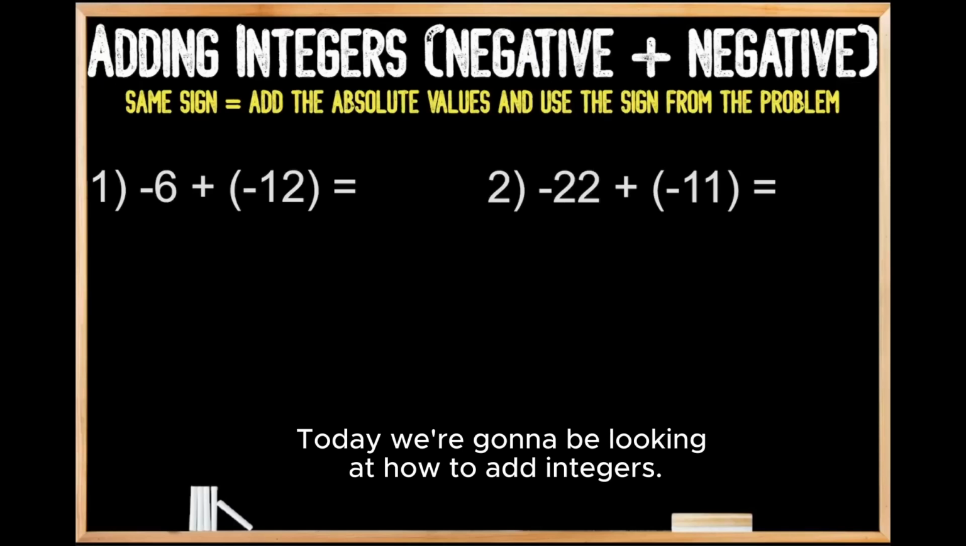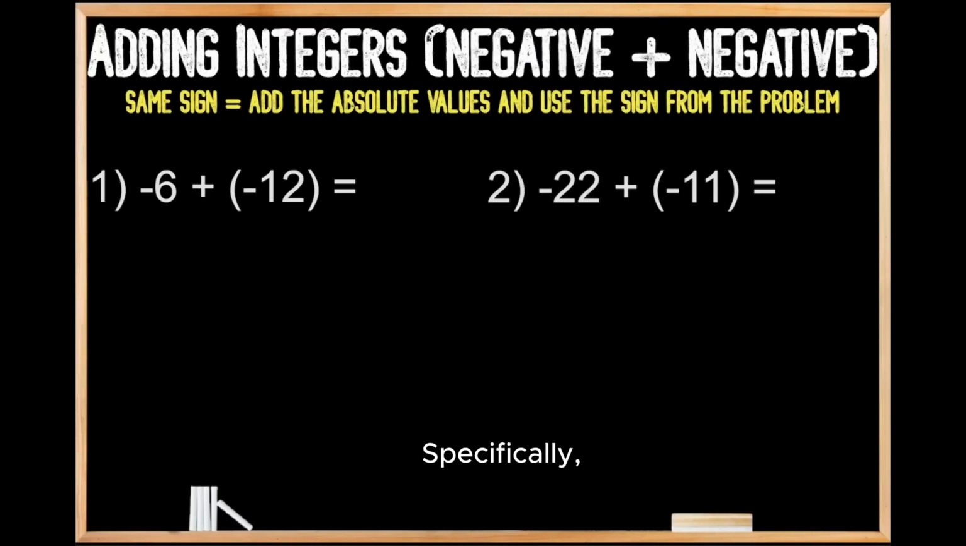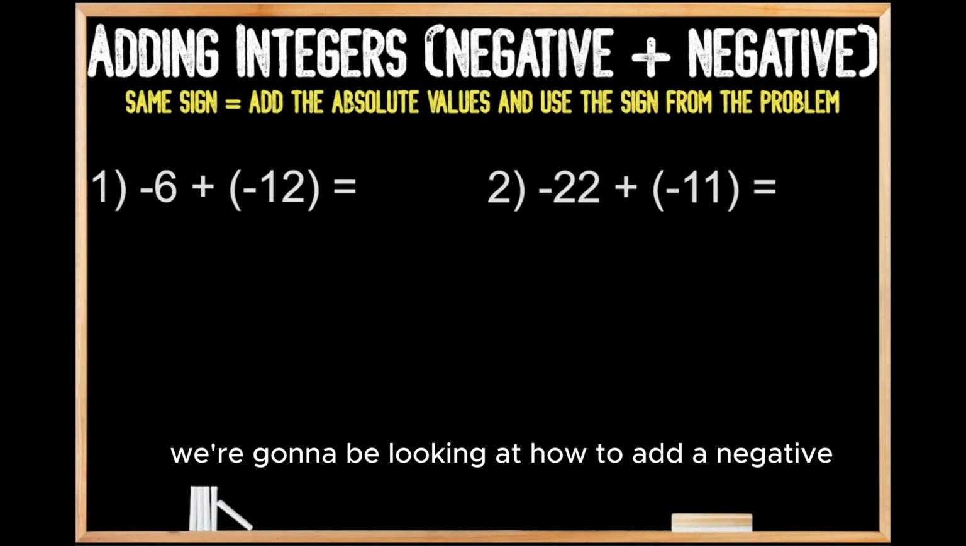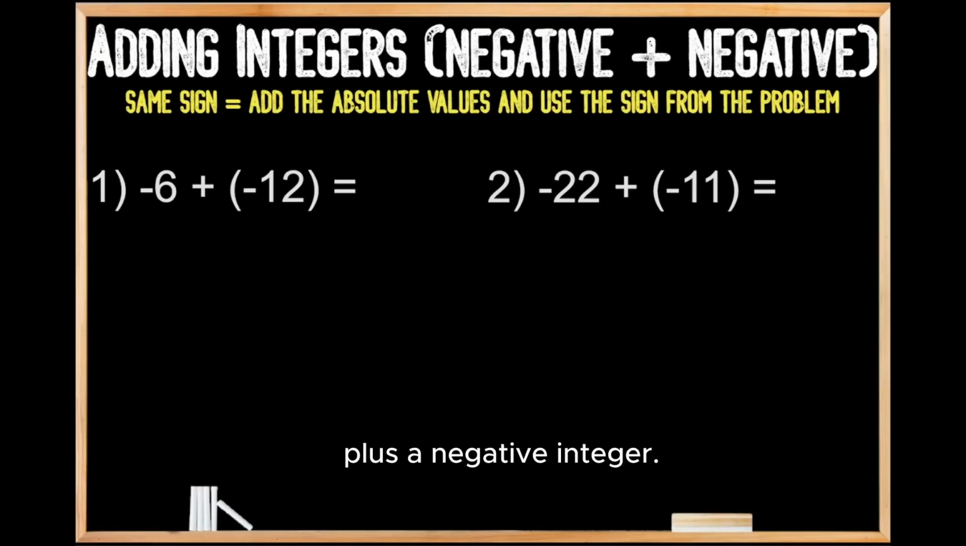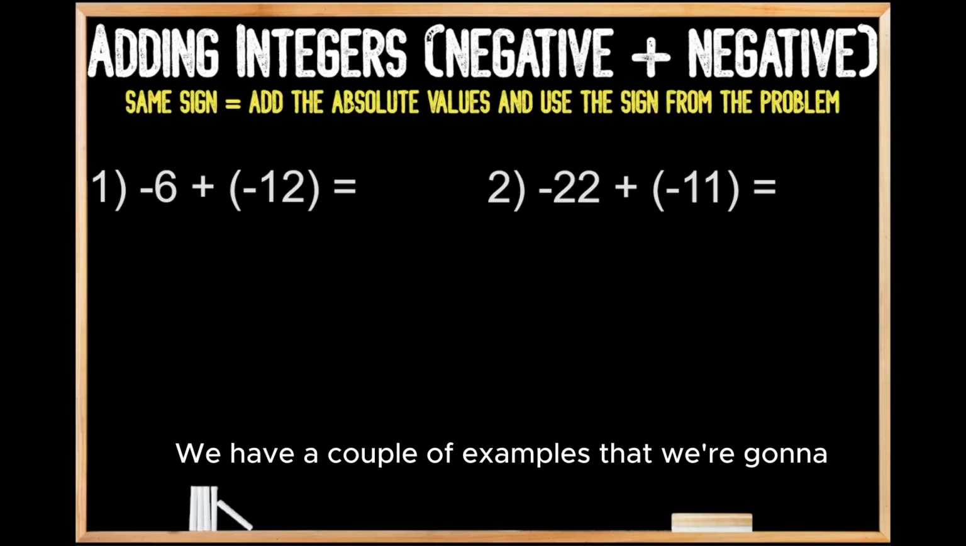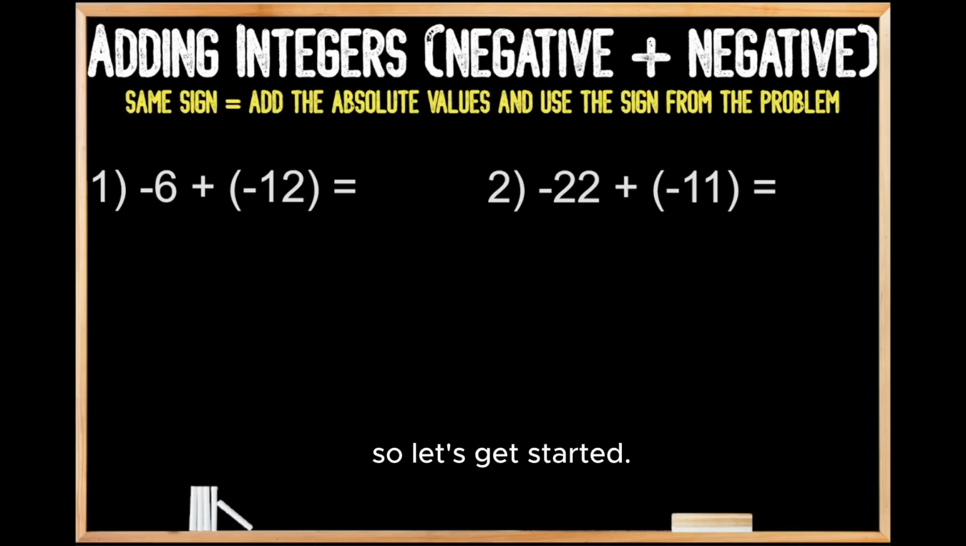Today we're going to be looking at how to add integers. Specifically, we're going to be looking at how to add a negative plus a negative integer. We have a couple of examples that we're going to work through together here, so let's get started.